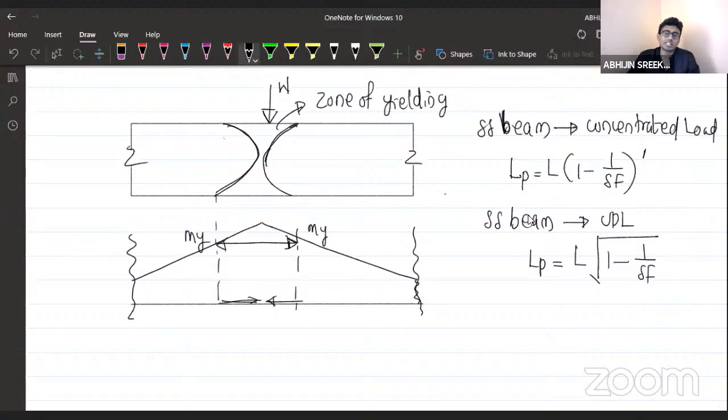This equation itself is a question in many competitive exams, especially in the IAS exam and other competitive exams. Remember this equation, right? If it is UDL, there will be a root, and if it is a concentrated load, this will be the equation. And we have seen for different cross sections what the shear factor is. If it is not a common section, we'll find the shear factor first, and then calculate the length of the plastic hinge. That's what we are going to do right now.